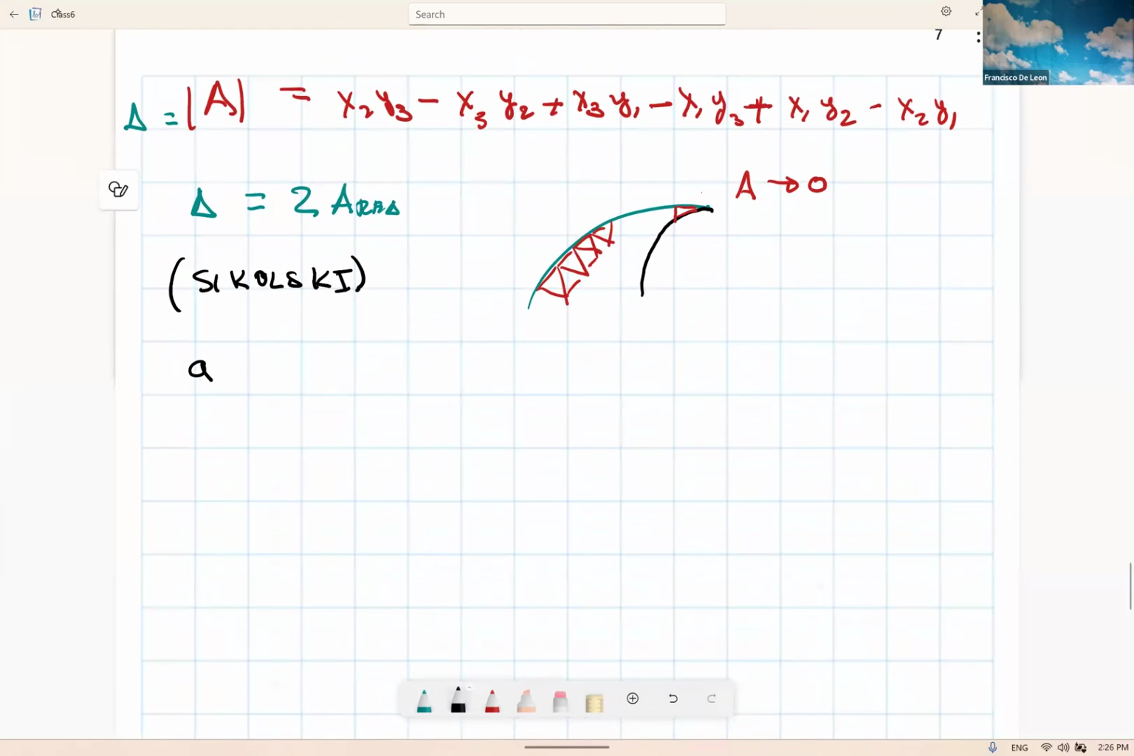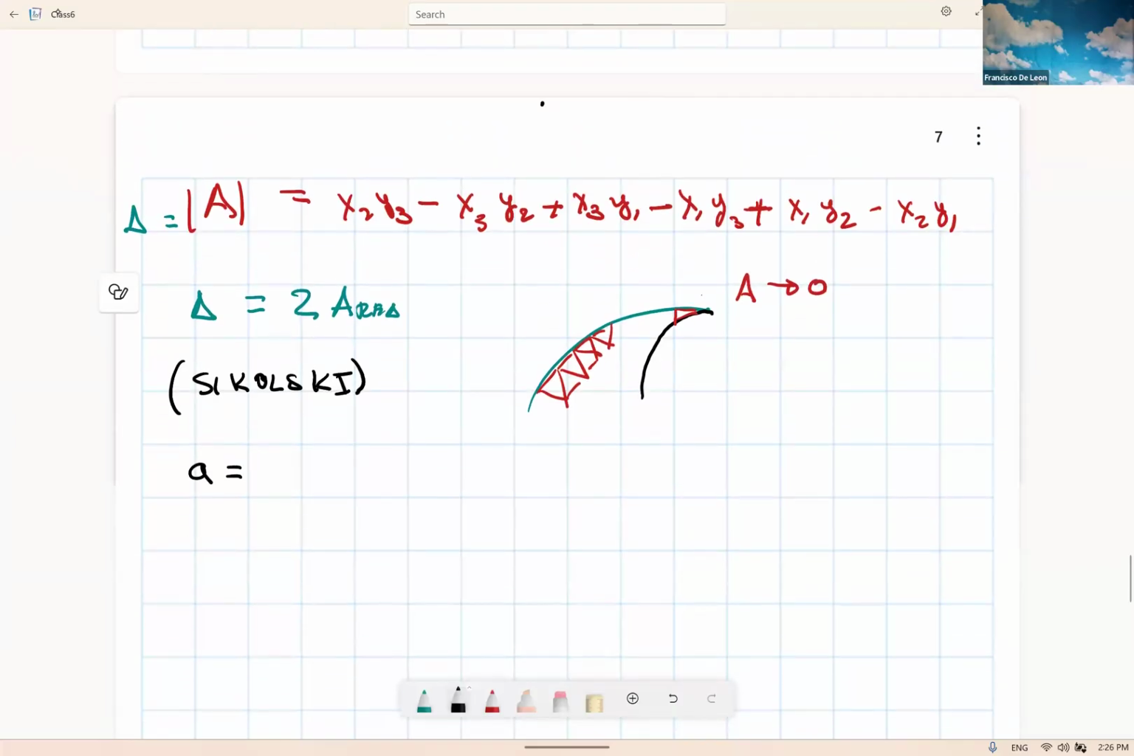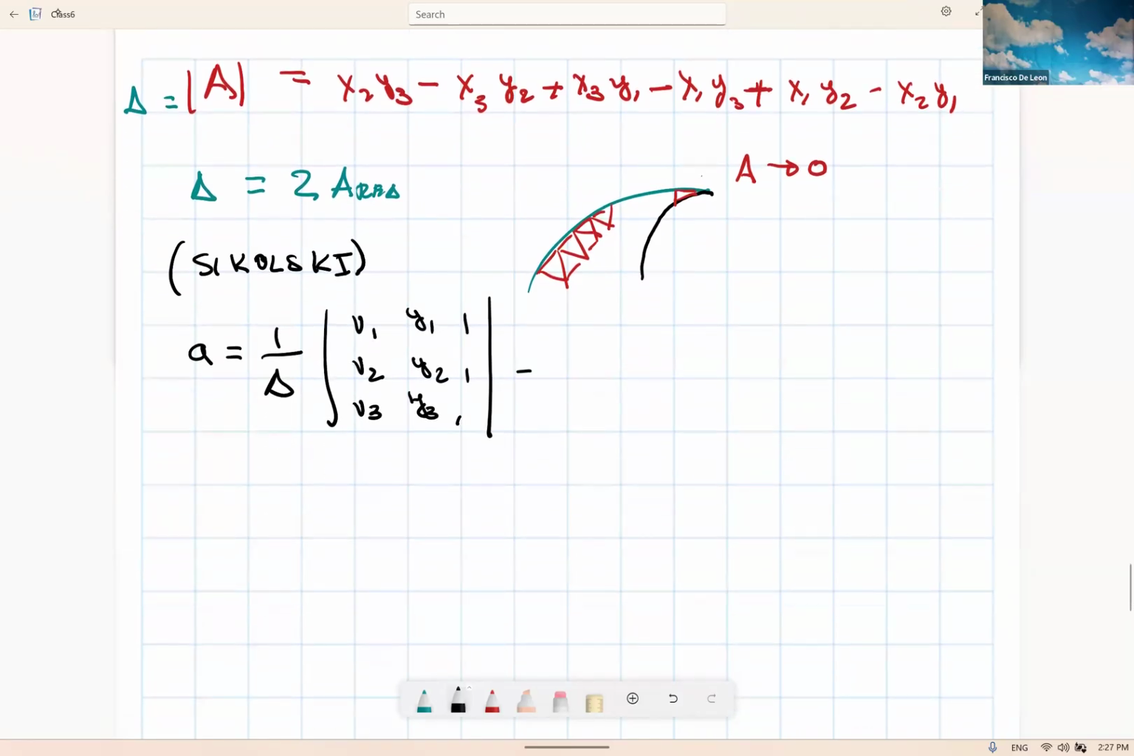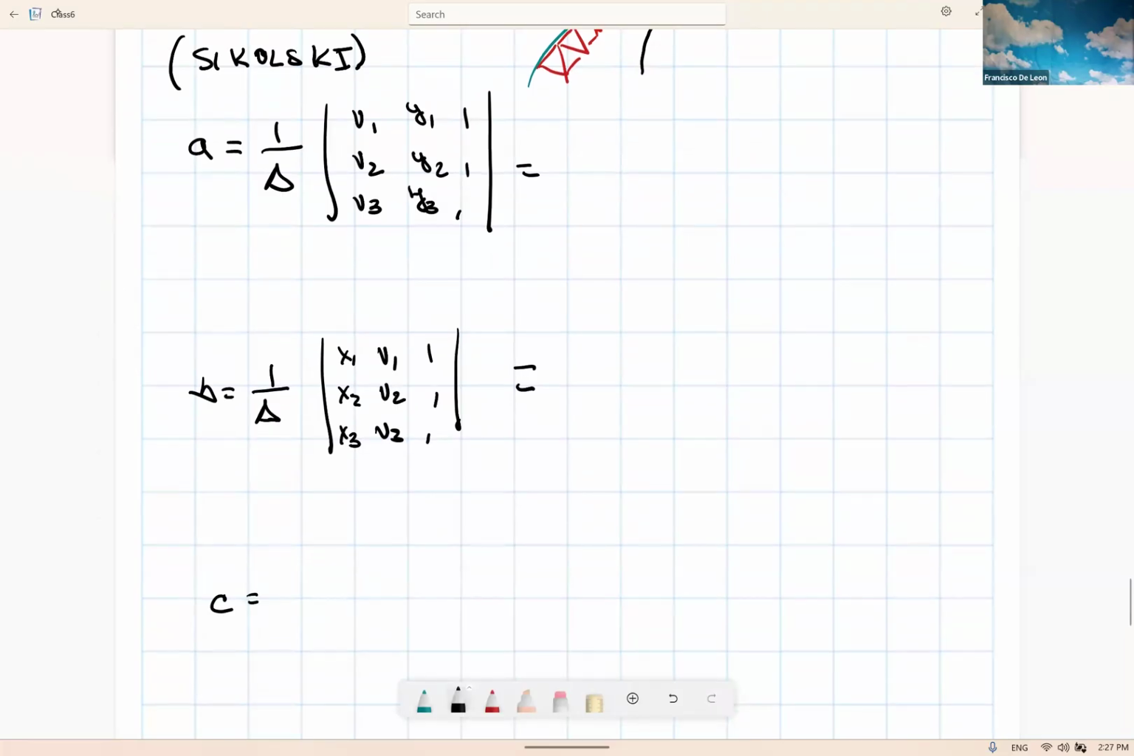Sikorski. Okay. Area. Value of A is going to be 1 by the determinant, and you're going to change the first row to B1, B2, B3, Y1, Y2, Y3, 1, 1, 1, and compute the determinant that way. You're going to get also B. B is going to be 1 by the determinant, and you're going to get X1, X2, X3, B1, B2, B3, and 1, 1, 1, and you get the value. And then the last one for C is going to be 1 by the determinant, X1, X2, X3, Y1, Y2, Y3, B1, B2, B3.